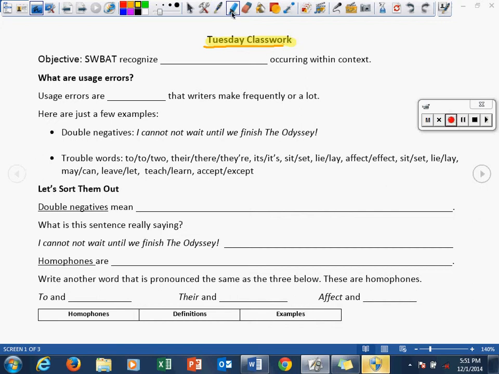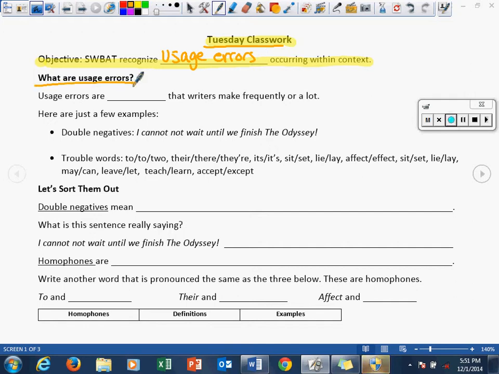So what we're going to work on today is what we call usage errors. Fill this in with me. Students will be able to recognize usage errors occurring within context and fix them. It doesn't say that, but we're going to be able to fix them by the end.